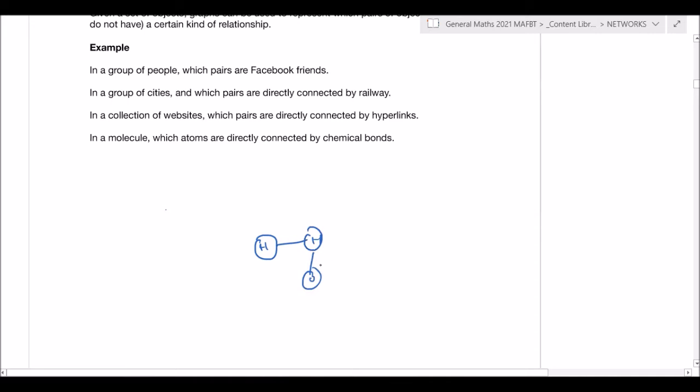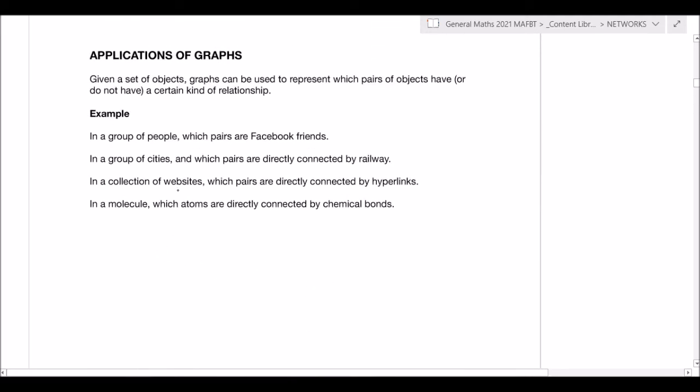H2O. I actually don't know if that's how water looks. But here's a network graph of possibly how water looks: 2 hydrogen atoms and 1 oxygen atom. I'm not a chemistry teacher, so I wouldn't know if that's what it looks like, but that's an example of it. Okay, and that's how we represent different connections using network graphs.